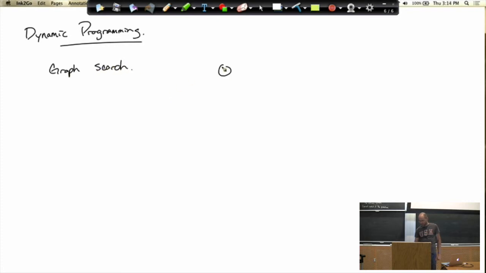It starts with graph search, right? If you've seen dynamic programming before outside of the robotics context, you've probably seen it in the context of graph search. So if I have some simple graph, and maybe I've got a goal in my graph, and I want to find the shortest path from the start to the goal, that's a graph search problem, okay? And dynamic programming is one of the classic approaches to solving the shortest path problem.